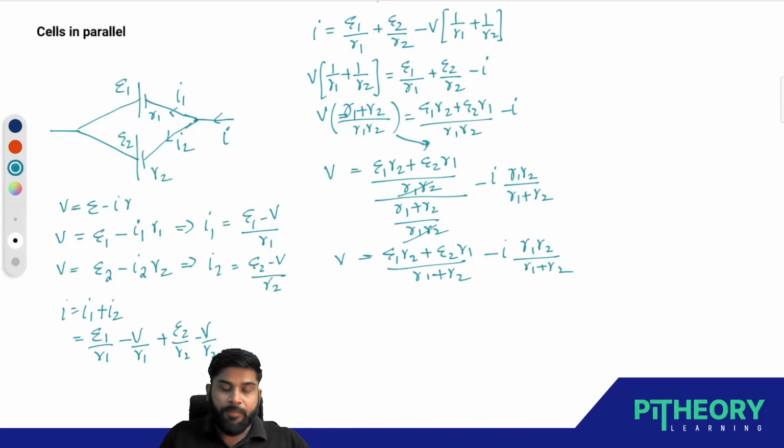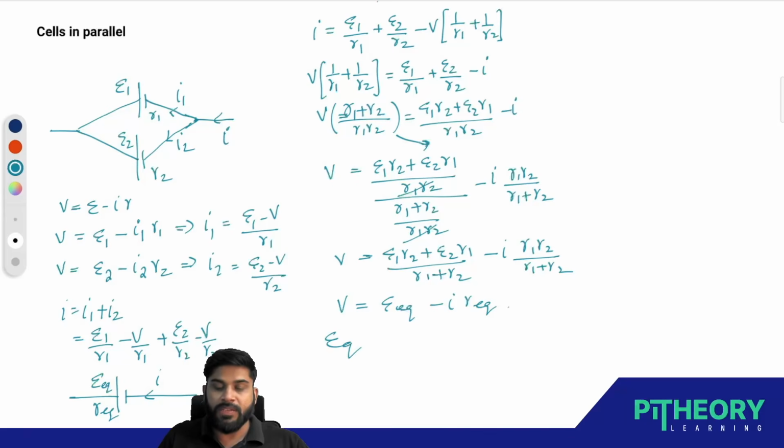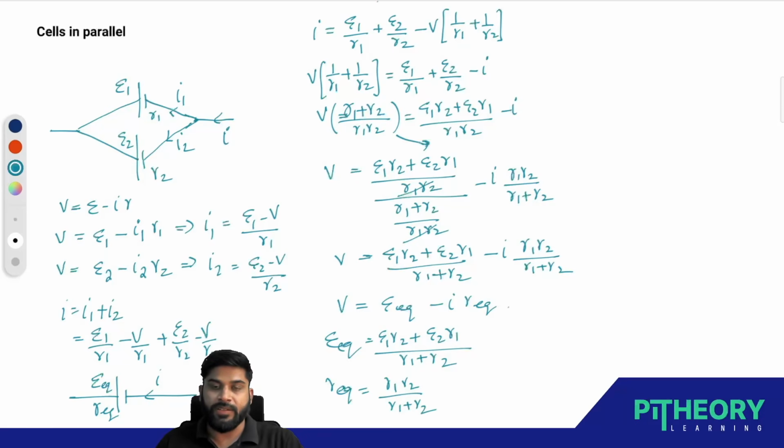Now let's compare this with an equivalent cell. Here I am considering that these two together behave like a single cell of EMF epsilon equivalent and internal resistance R equivalent through which current I is passing. For that equivalent cell, we can write V is equal to epsilon equivalent minus I into R equivalent. Comparing these last two equations, epsilon equivalent is equal to epsilon 1 R2 plus epsilon 2 R1 divided by R1 plus R2. And R equivalent is R1 R2 divided by R1 plus R2.